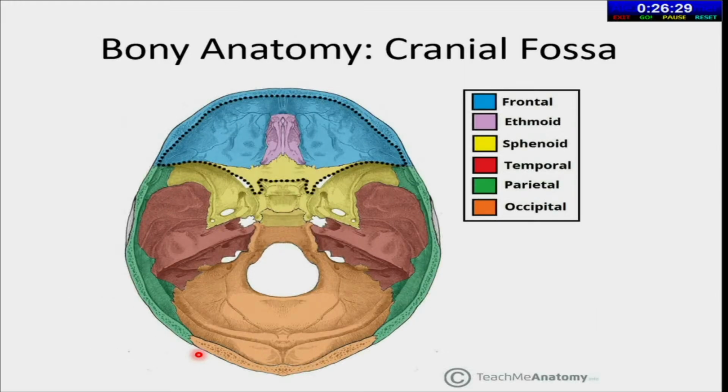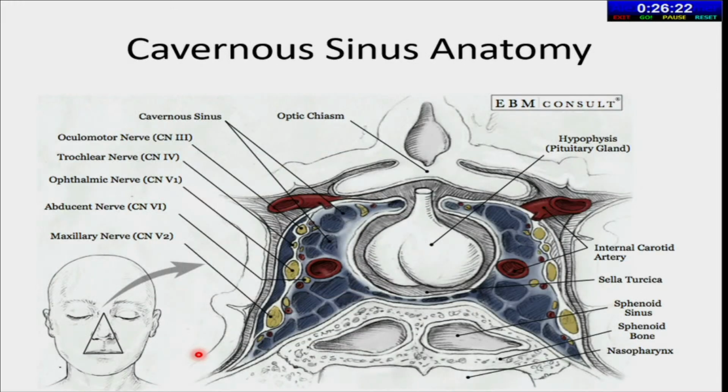Then the base of the skull anatomy, or the cranial fossa anatomy, is again something that you should be familiar with if you're going to be looking at a neuro-ophthalmic practice. A very important part of the anatomy is the cavernous sinus anatomy, and this is because a lot of the cranial nerves that are coming to the eye are passing through the cavernous sinus.